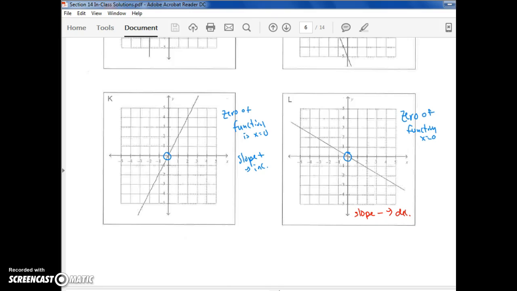Main idea from this part of the activity is that the 0 is the same thing as the x-intercept. A positive slope means the function increases, and a negative slope means the function decreases.